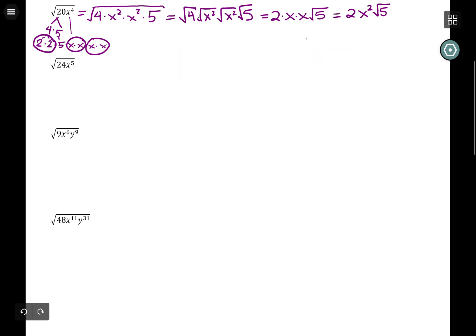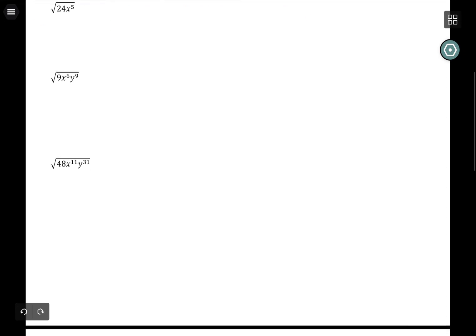Okay, so 24x to the 5th. Again, we're looking for factors that are perfect squares. So I'm going to go back. Hopefully you've seen the factoring trees and the prime factorizations, and can use that if that's helpful to you. I'm going to go back to seeing if I can just pick out a perfect square right off the bat.